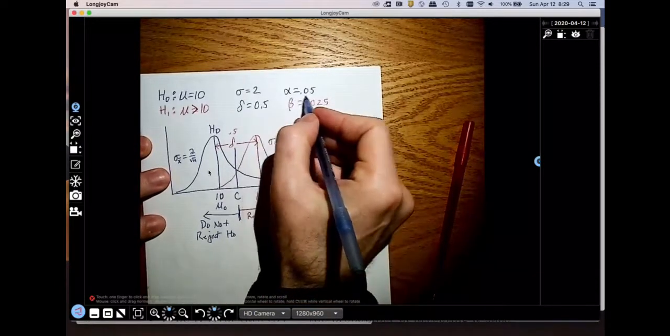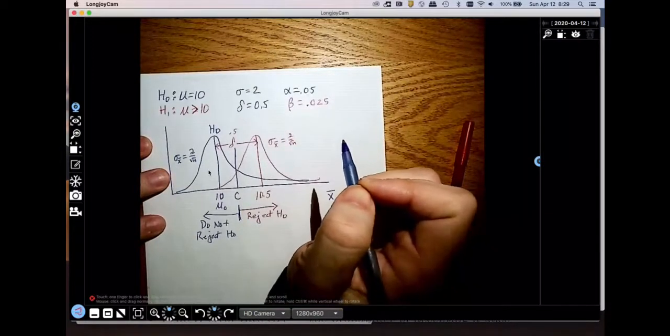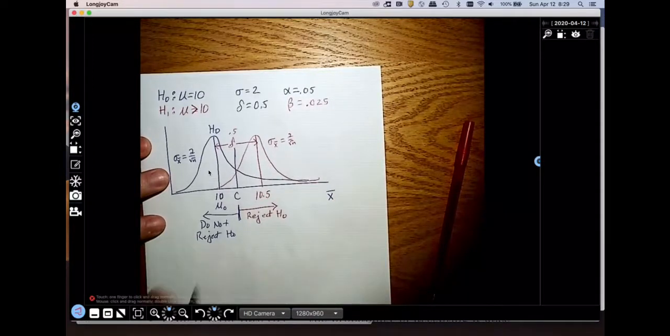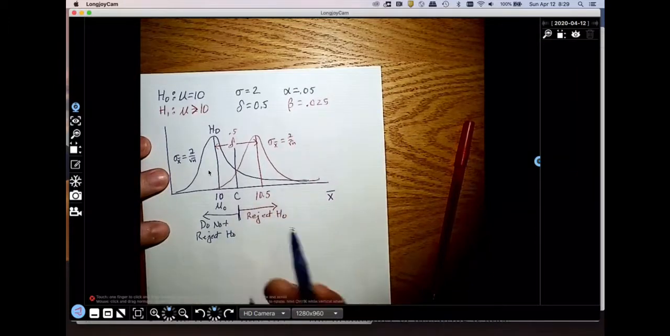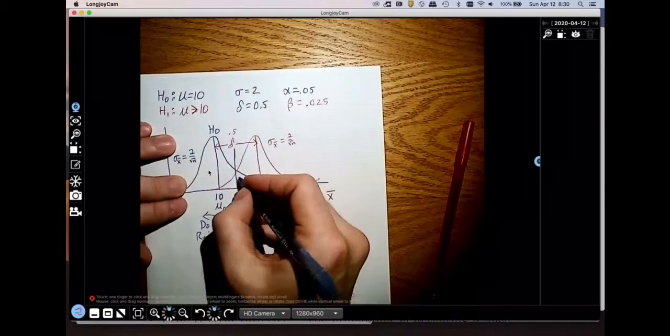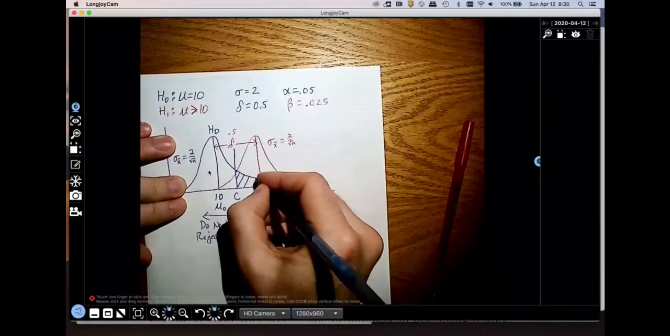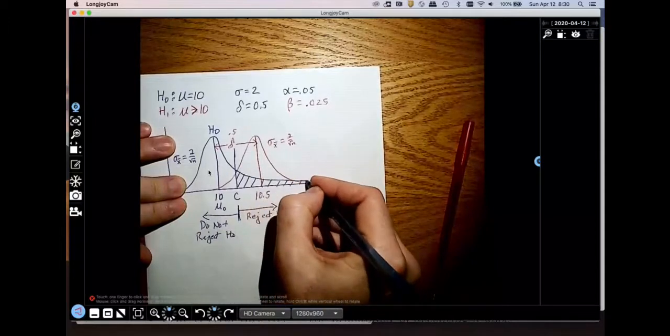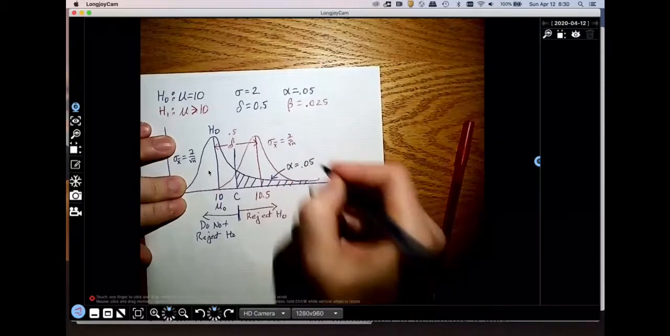Now let's go try to visualize the other part of the given. So we've also been given that we want to use a type 1 error rate of 5%. So what does that mean? A type 1 error rate is the probability that we falsely reject a true null hypothesis. So if the null hypothesis is true, when do we reject H naught? And we do so in error. Well, it's whenever we observe an x bar bigger than C. So I'm going to shade in this whole area out here. And this area is going to be my alpha, which is 0.05.